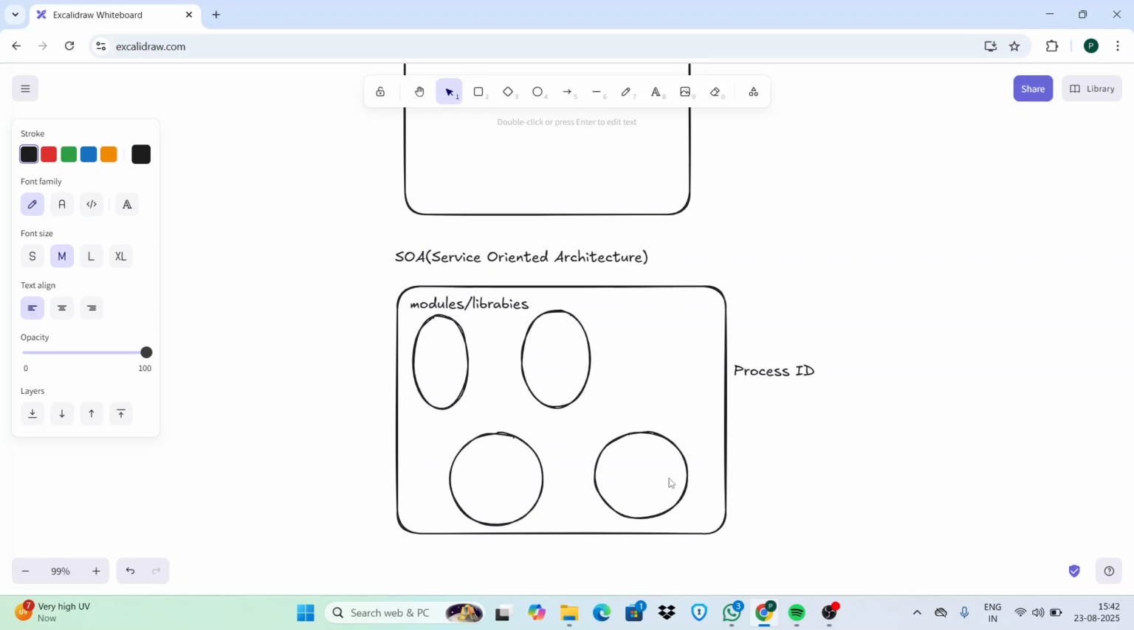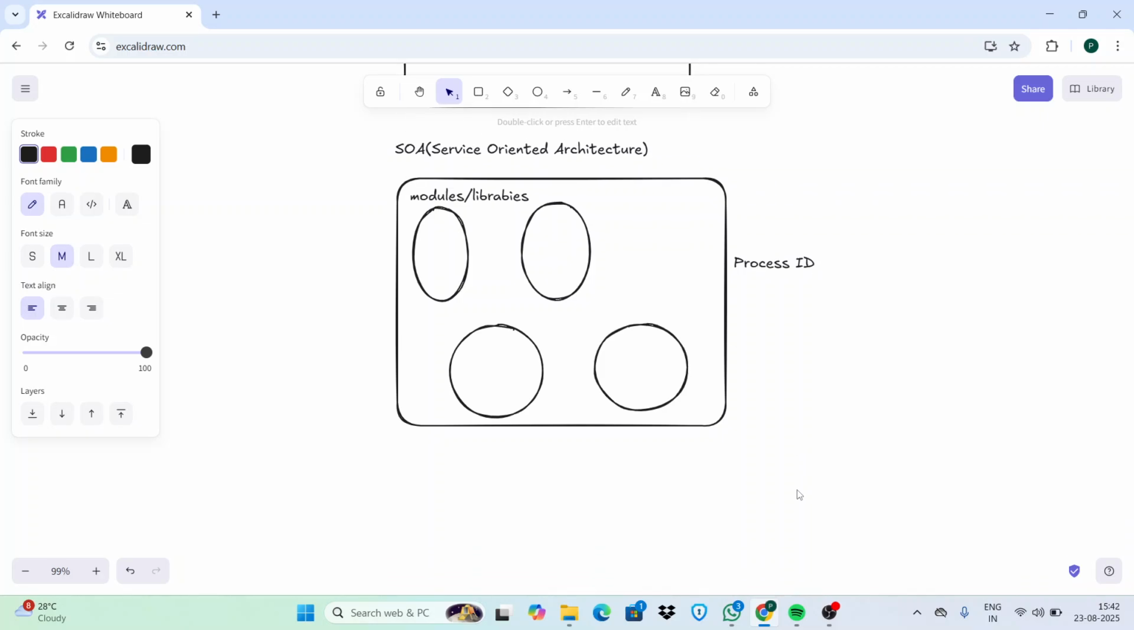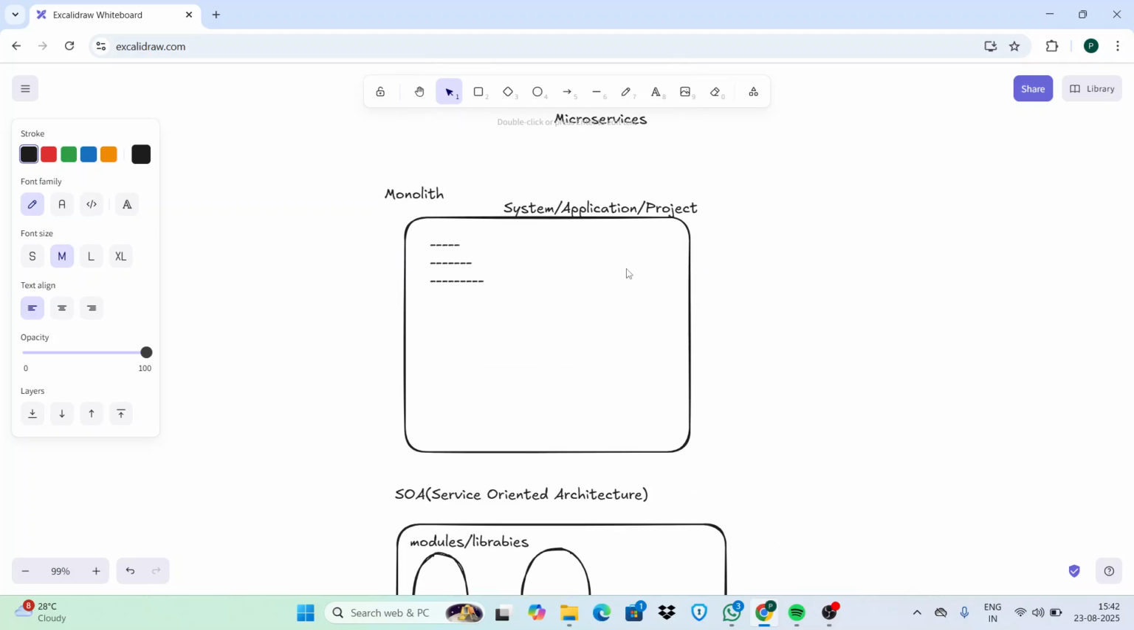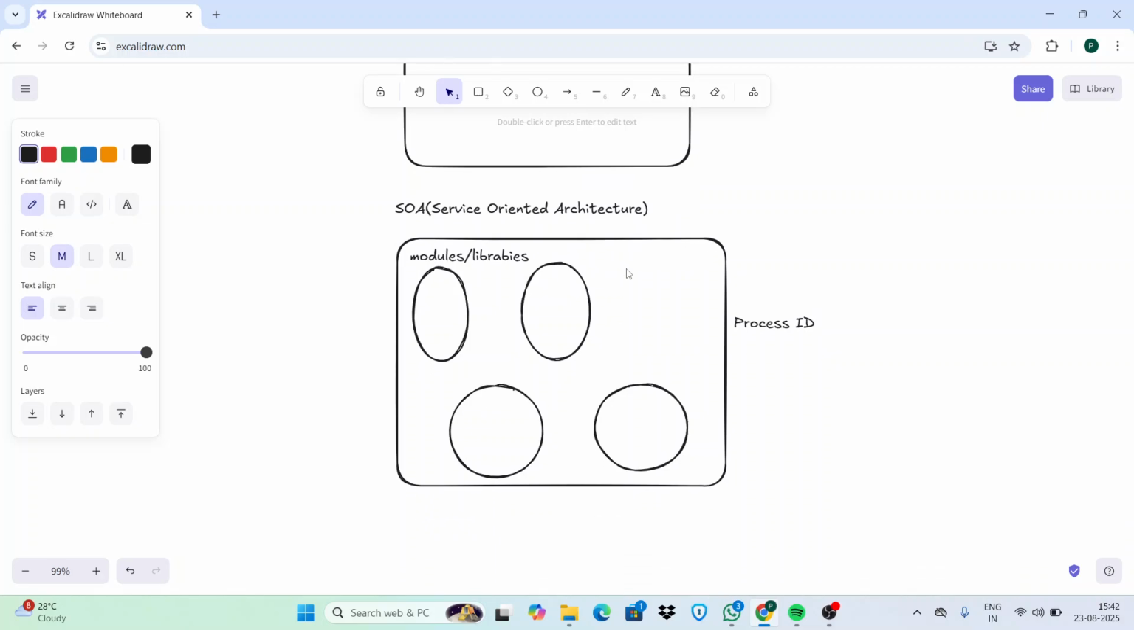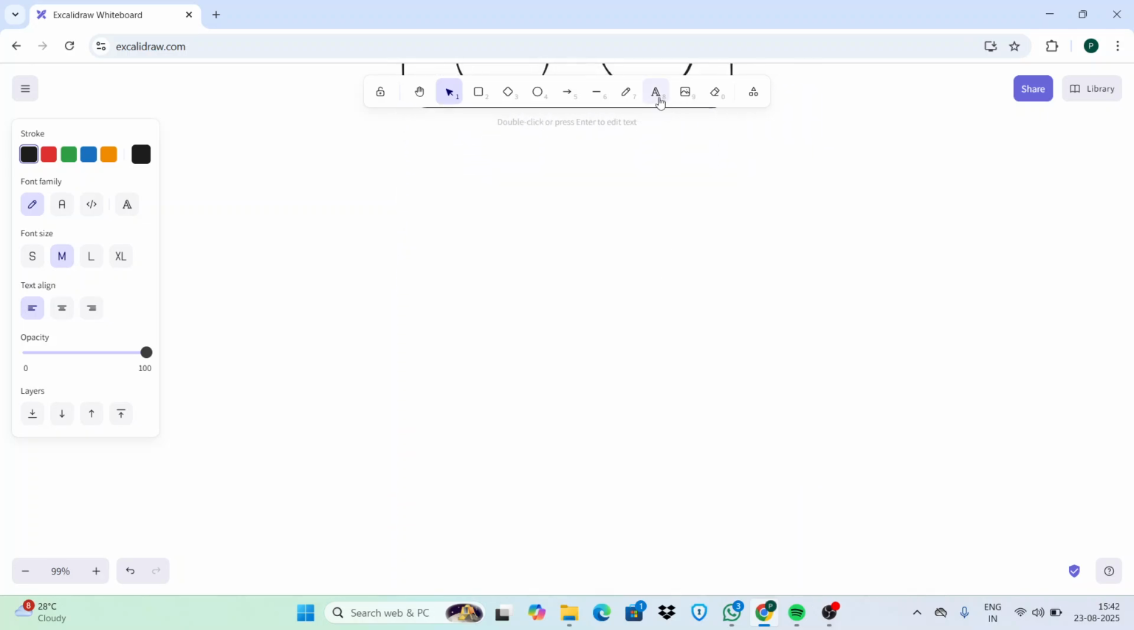But what about the deployment? Still in SOA, the developer has to redeploy the whole system. To make one small change, it has to redeploy the whole system. So SOA solves some of the problems that occur in the monolith, but there are still problems with SOA also. This drawback is solved in microservices architecture.